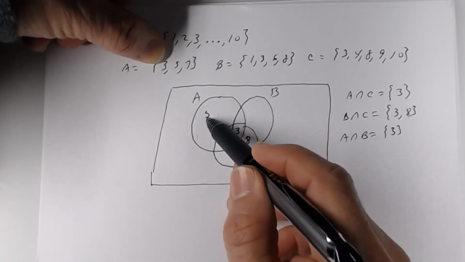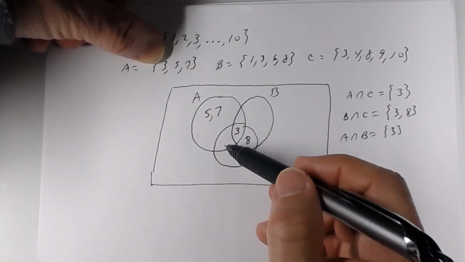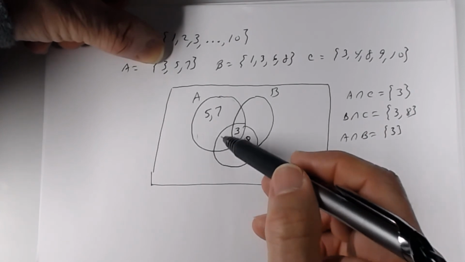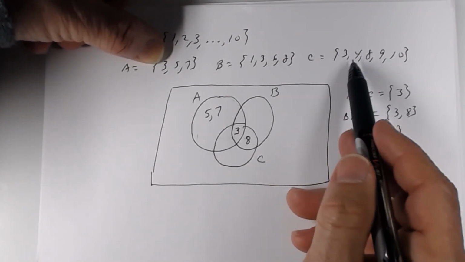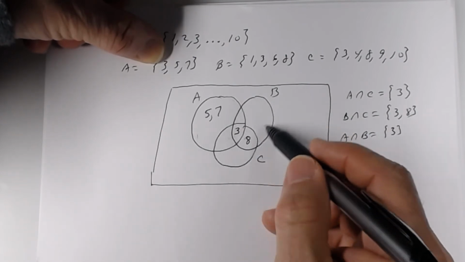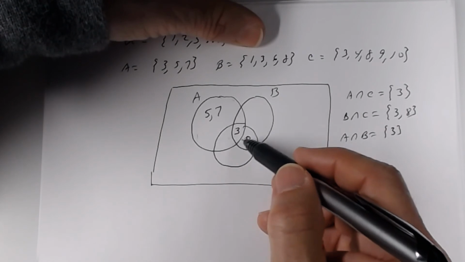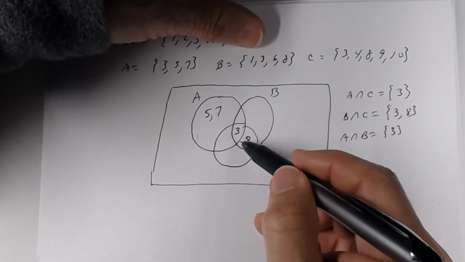Right there, 5 and 7. I don't put it here because that would imply that 5 and 7 are also in C. It's 5 and 7 in C. No. So this right here indicates all of set B. Well, B has the elements 1, 3, 6, and 8. So what's missing?